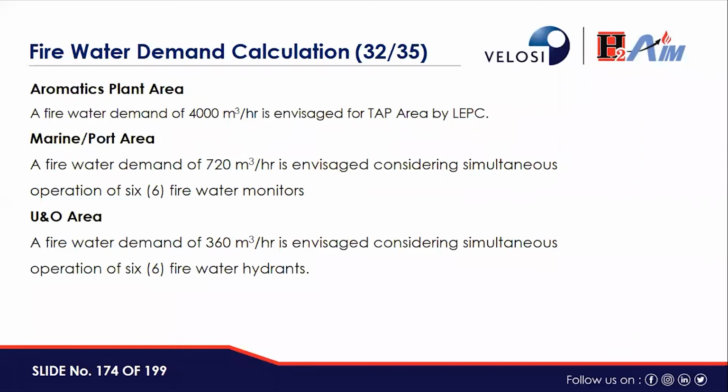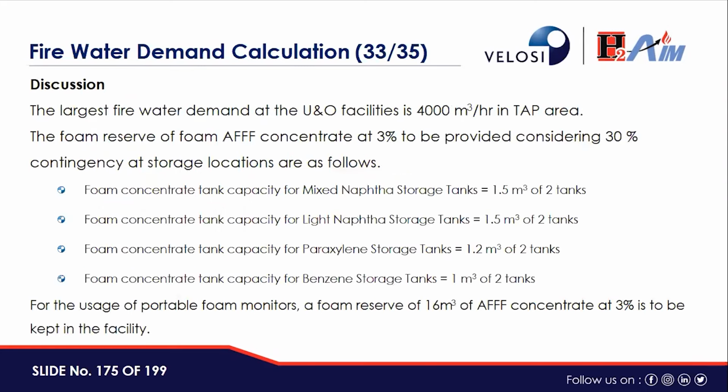So this was the calculation requirements. A fire water demand of 4,000 cubic meter per hour is envisaged for TAP area. A fire water demand of 720 cubic meter per hour is envisaged considering simultaneous operation of 6 fire water monitors. For utilities and offsite area, a fire water demand of 360 cubic meter per hour is envisaged considering simultaneous operation of 6 fire water hydrants. So the largest fire water demand at the UNO facilities is 4,000 cubic meter per hour in TAP area.